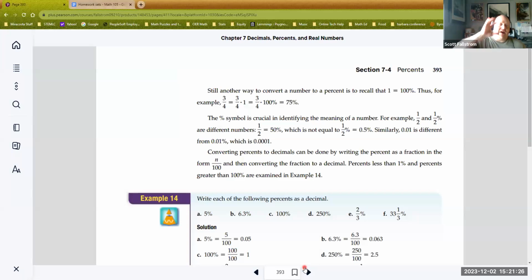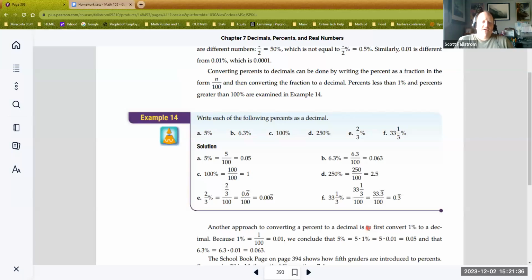So taking fractions or decimals and turning them into percents, and of course taking percents and turning them back into decimals is what we're going to cover next. You've got to be able to go both directions. So 5%, again, I want you to get used to this idea. 5%, I just write it as 5 over 100. 6.3%, 6.3 over 100, and then I convert it to a decimal. 100%, write it over 100. 250%, write it over 100. 2/3%, write it over 100. And then you can turn that back into a decimal number.